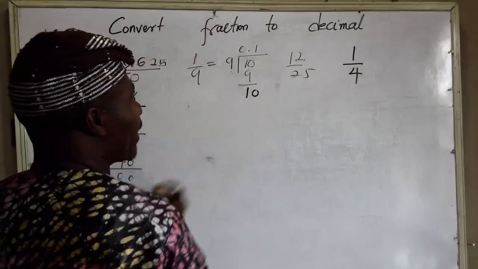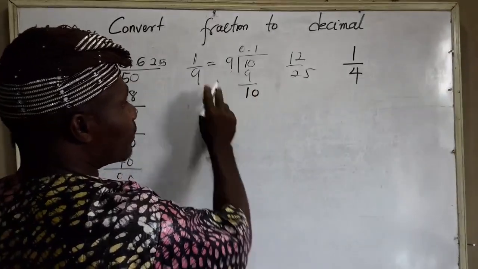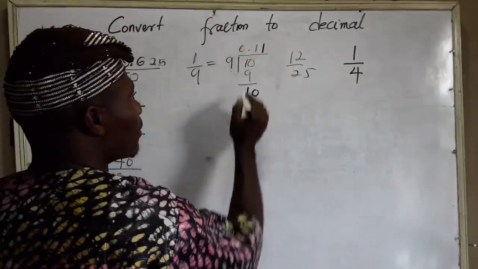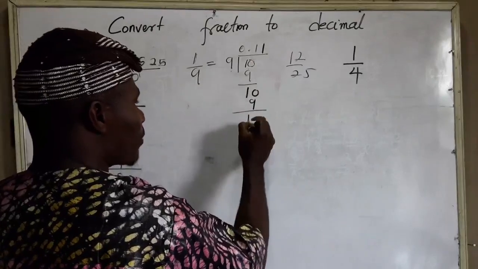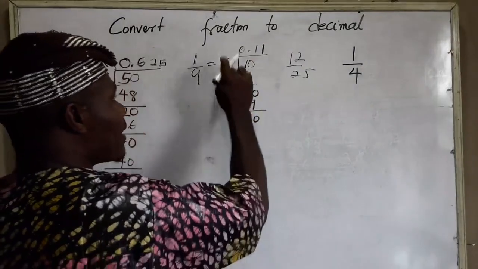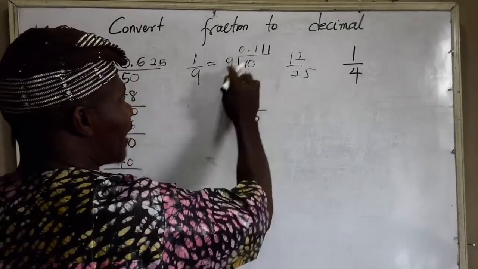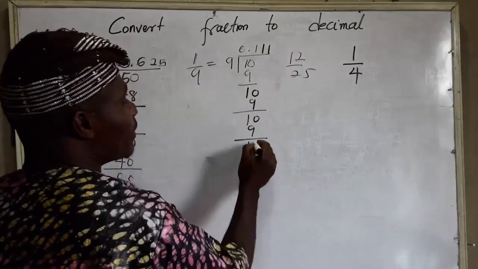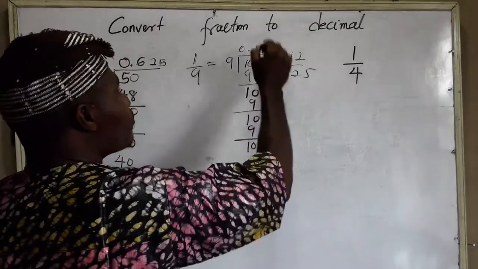When you subtract, we have 1. You put 0 again. 9 in 10 is also 1. 9 times 1 gives us 9. When you subtract, it gives us 1 again. You put 0. 9 in 10 is 1. 9 times 1 is 9. You subtract, you get 1. It will keep going like this, like this.